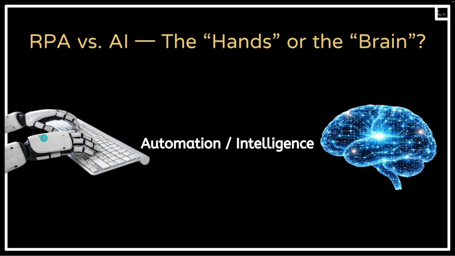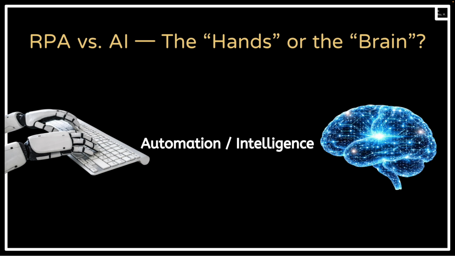Now, we come to one of the most practical distinctions in this lesson. Look at the slide. On the left, we see robotic hands typing on a keyboard. On the right, we see a growing digital brain. And in the center, the slide places the contrast in two simple words: automation versus intelligence. This is a very effective metaphor.